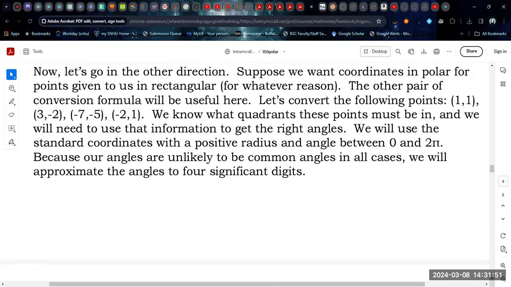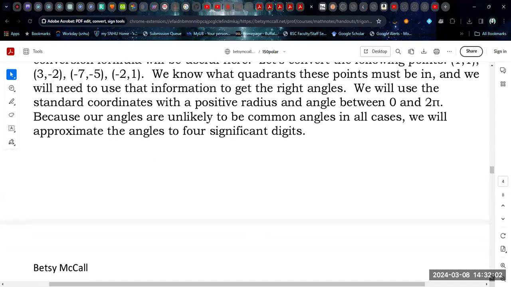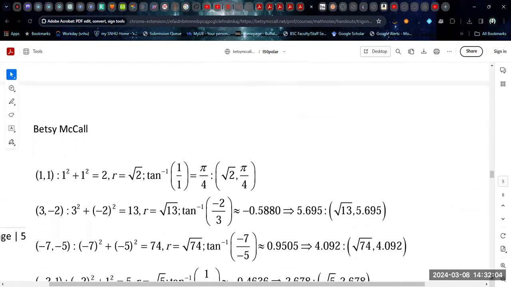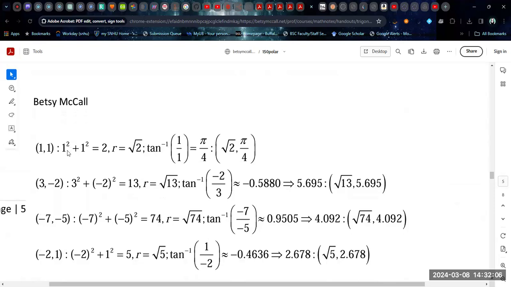Now, if we're going from rectangular coordinates to r and theta, it's actually more useful when we have coordinate points to use the other set of equations that relates. So we have x squared plus y squared equals r squared, and the inverse tangent function.